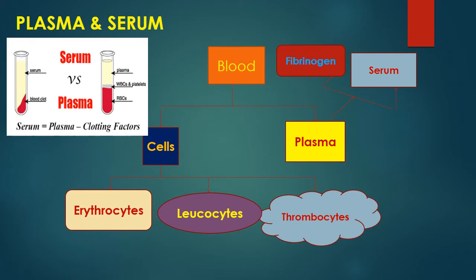Now the cells part, as we all know, has RBC or erythrocytes, then WBC or leukocytes, and thrombocytes, and in the plasma there are certain proteins, and in the serum. So serum contains the main protein, that is albumin or serum albumin, and the other protein is fibrinogen. So they all can be separately used. They can be separated and used for different purposes.